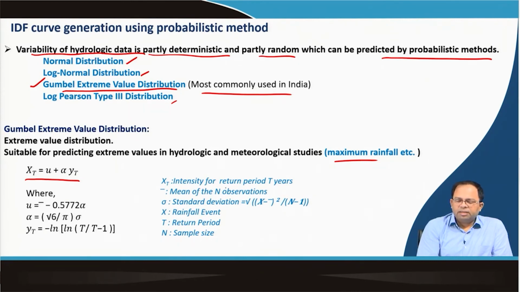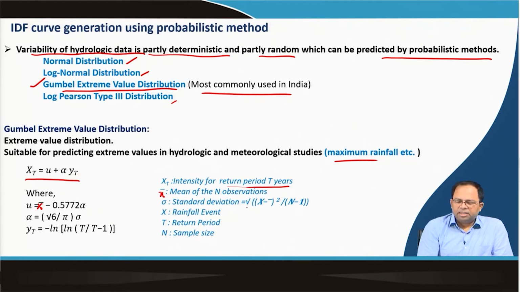X t is intensity for return period t years, then u would be x bar. So, x bar is the mean of the n observations that we have for that particular return period for that particular duration.